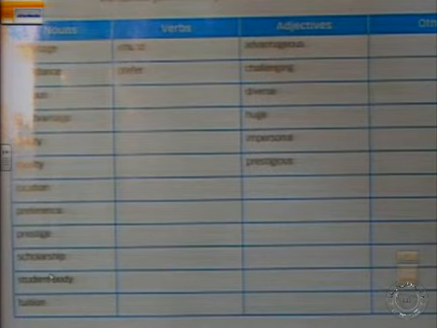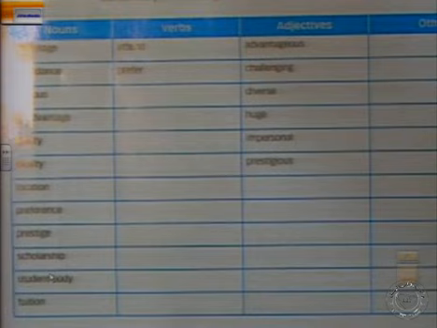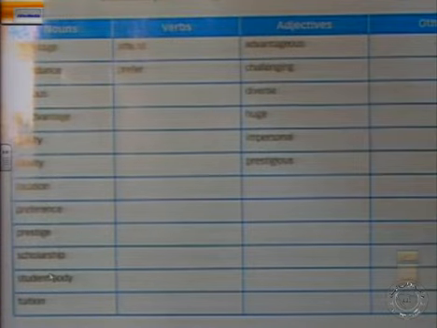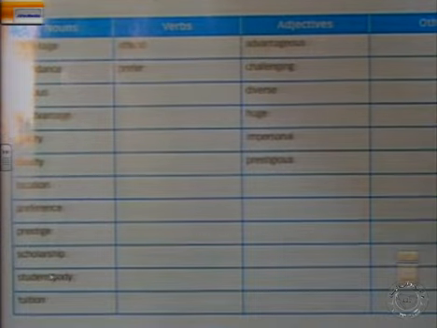The next adjective is huge. What does the word huge mean? It means very large, or very big. Next we have impersonal. Impersonal means not friendly, unfriendly. And the last adjective is prestigious. Prestigious means having a good reputation.